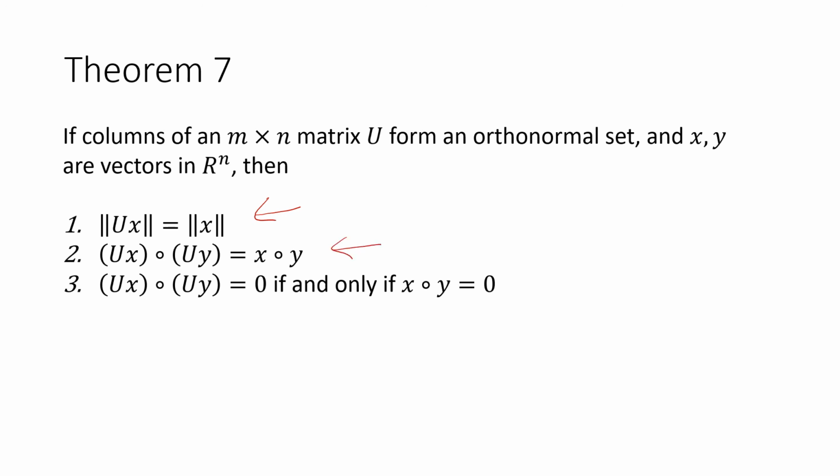Dot products stay the same. So if you have two vectors and their dot product, even after you multiply each of them by U, the dot product stays the same. And you can think about this: it kind of makes sense because norms, lengths, are very closely related to dot products. So there's an intuitive idea here that if lengths stay the same, dot products should probably also stay the same. And then the third property just follows from the second one: if the dot product equals 0, then multiplying by U and taking the dot product also equals 0.